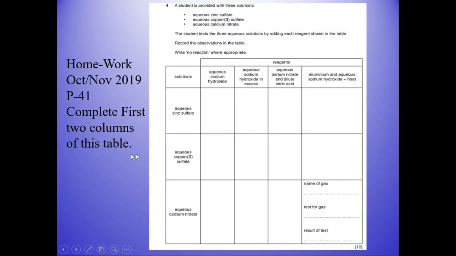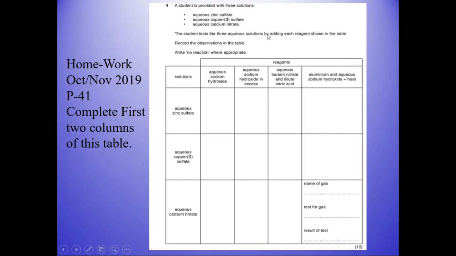This was about the identification of cations. What you have to do, because this qualitative analysis is very important for paper 4. Here you can see there is question number 4 of October-November 2019, paper 4-1. This is of 10 marks. A student is provided with 3 solutions: aqueous zinc sulfate, aqueous copper sulfate, aqueous calcium nitrate. Here the 3 solutions are listed.